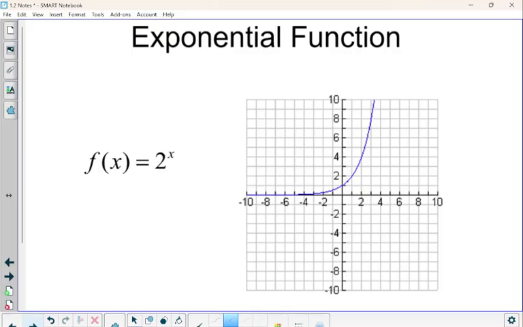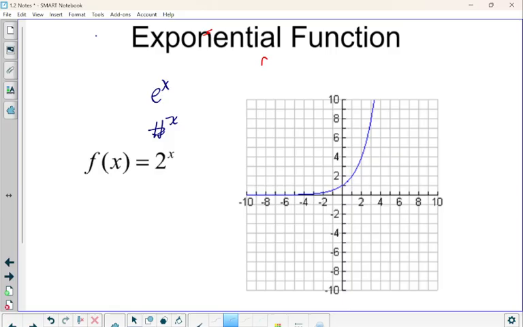Exponential function. This example has 2 to the x. It can be any number to the x. So 3 to the x, 4 to the x. A lot of times we'll use e to the x. We'll talk more about that this year. What are the characteristics of this graph? Things you have to get full credit on your quiz.